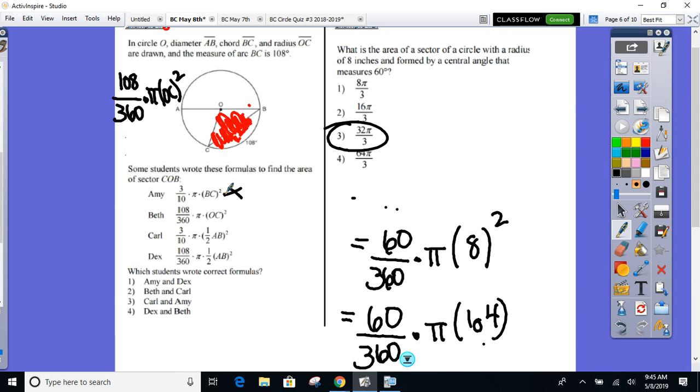Beth, maybe short for Bethany, I don't know. 108 over 360, looks good so far, times pi times the OC squared. Bethany, you can stay in class.